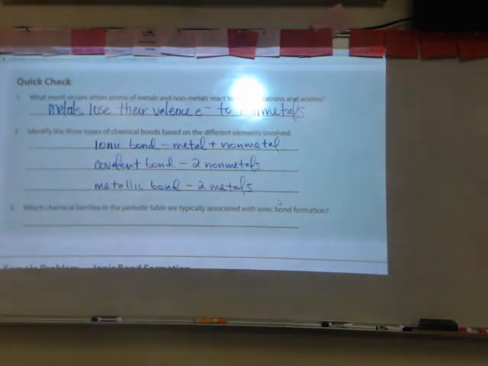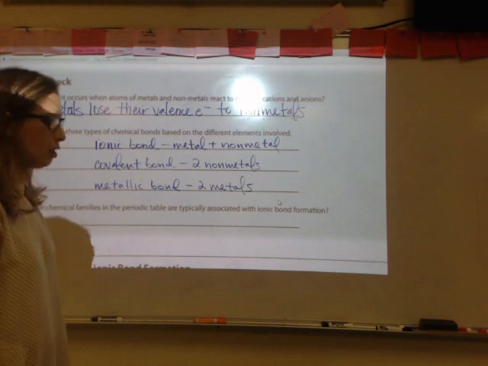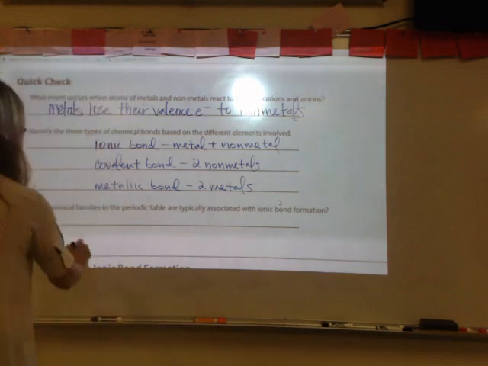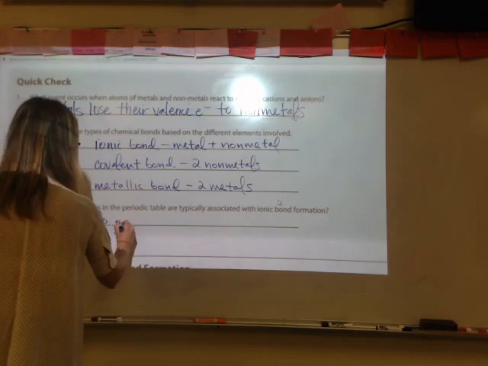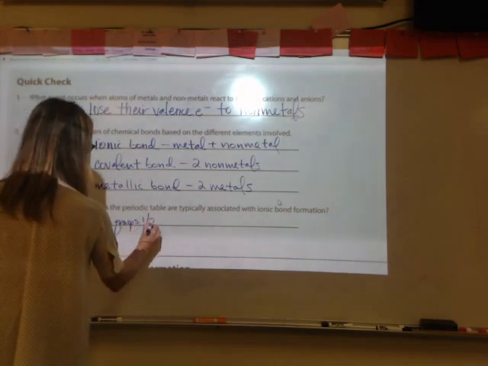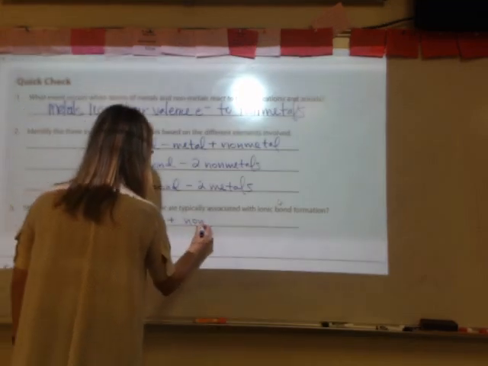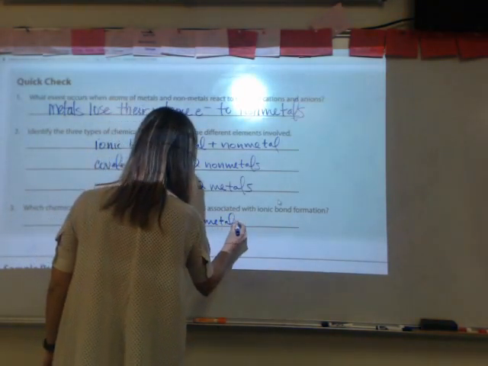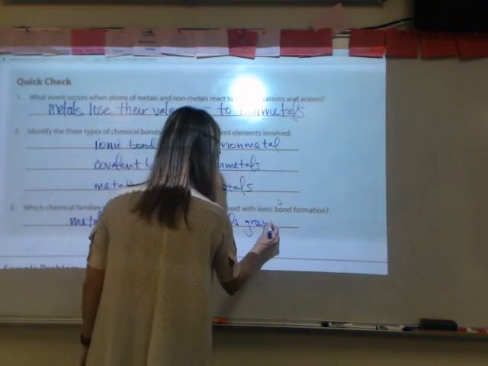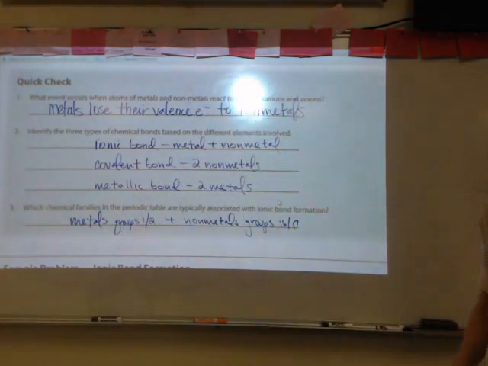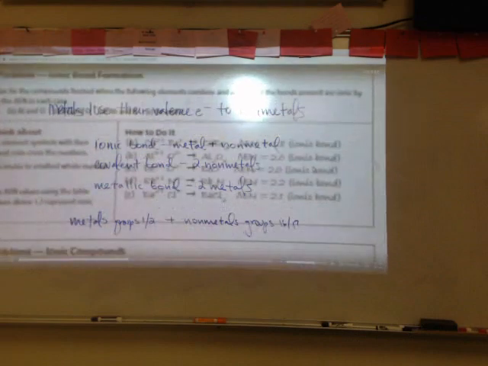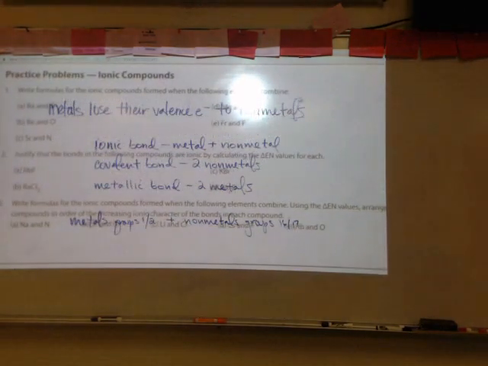Number three, which chemical families in the periodic table are typically associated with ionic bond formation? Well, this would be metals from groups 1 or 2 combining with nonmetals from groups 16 or 17. Let's take a look at the practice problems here.